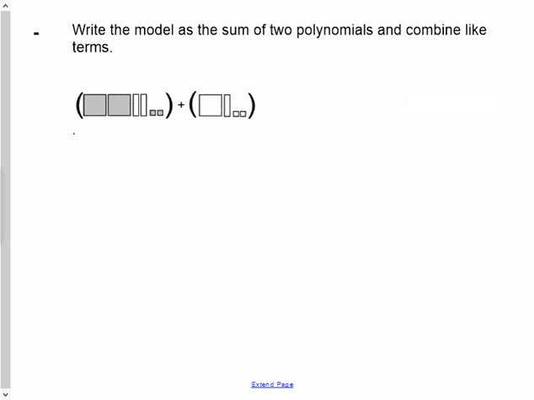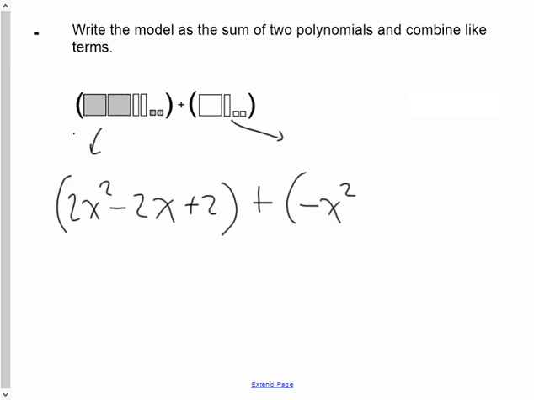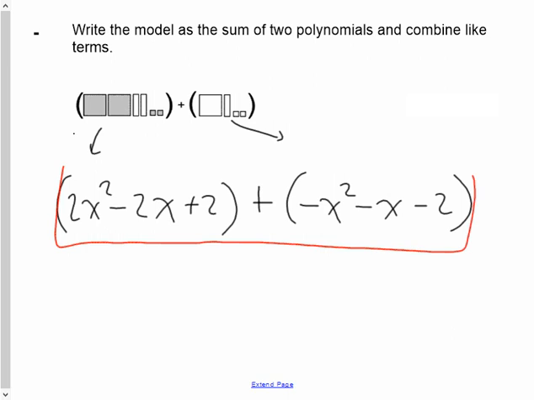Your next question says, write the model as the sum of two polynomials and combine like terms. So this would be 2x squareds, positive x squareds that is, minus 2x, negative 2x's, and plus 2. That's your first trinomial. Plus this polynomial would be a negative x squared and a negative x and a negative 2. So the first thing you're going to do is write your addition of two polynomials like that, two trinomials in this case. And because you're adding them, all you're going to do is gather like terms. Now, if you have a difficult time seeing it, you could take your pencil and box them up.